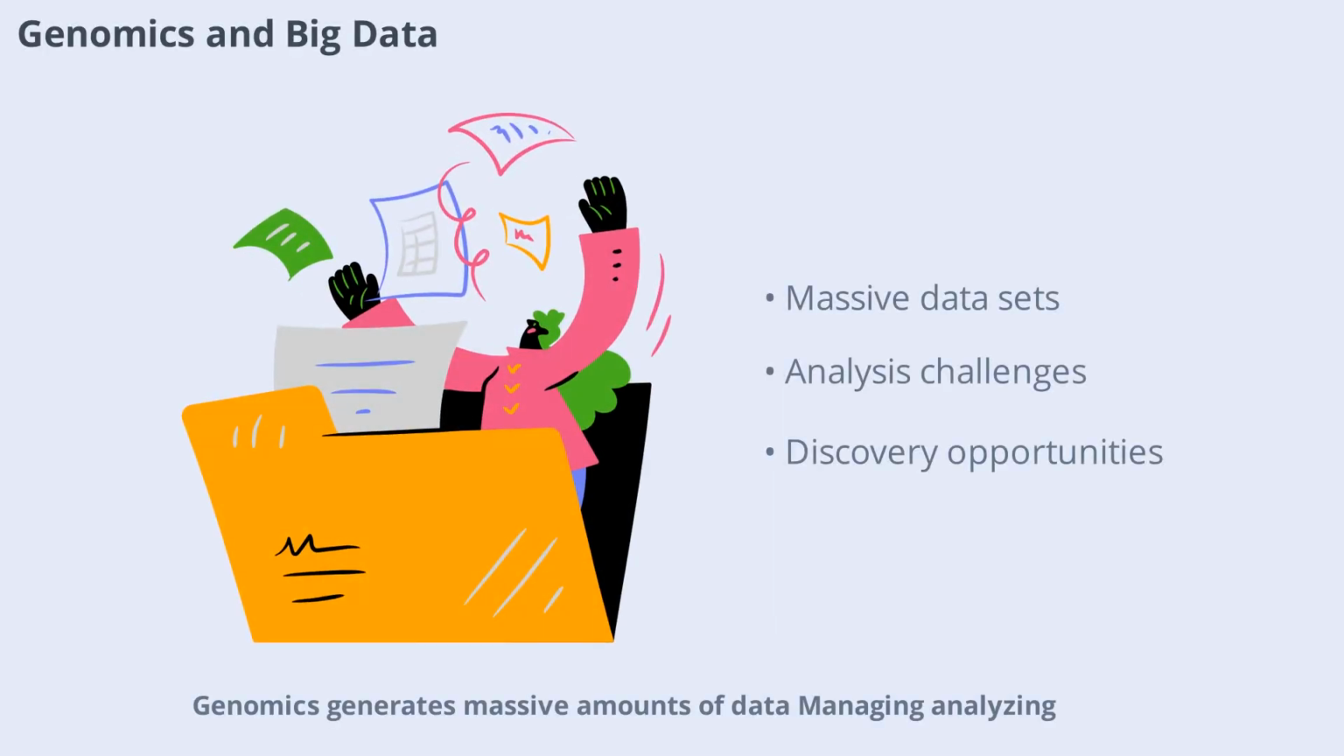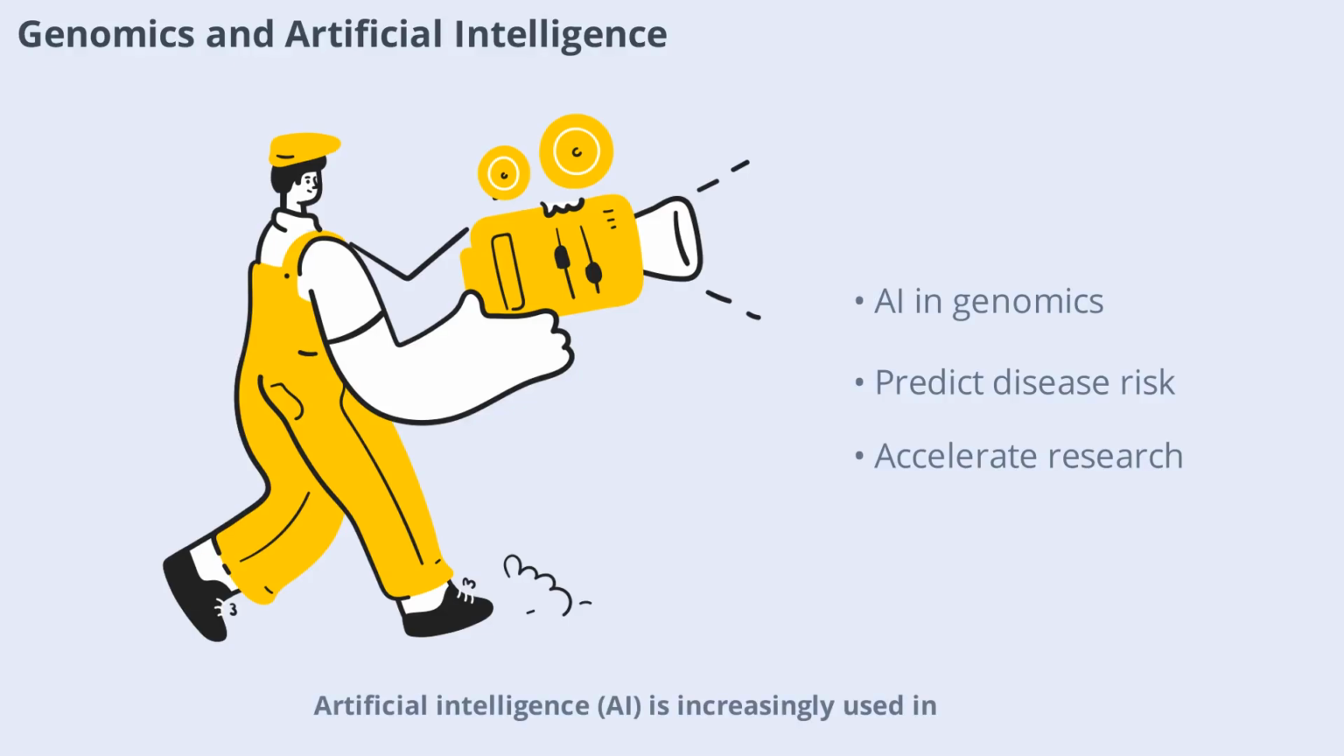Genomics generates massive amounts of data. Managing, analyzing, and interpreting this big data is a major challenge, but it also offers incredible opportunities for discovery and innovation. Artificial intelligence (AI) is increasingly used in genomics to analyze complex data and find patterns. AI can help predict disease risk, discover new genes, and accelerate research in ways that were previously impossible.